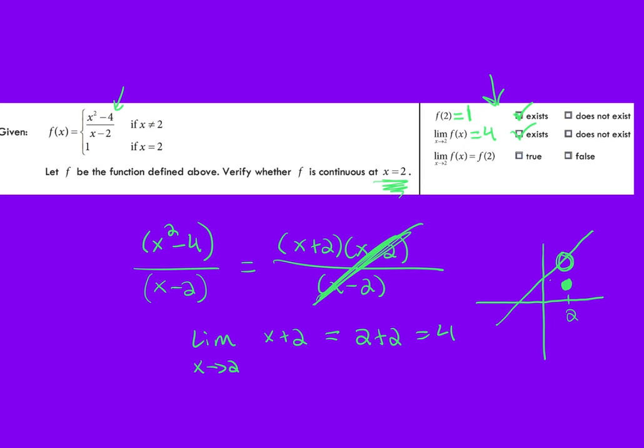To give you that visual, I've got this linear function. There's a hole, so it's approaching it. The limit exists, but the function value is down here. As you can see, the limit as x approaches 2 does not equal f of 2. So that is false. Therefore, this is not continuous at the point x equals 2.